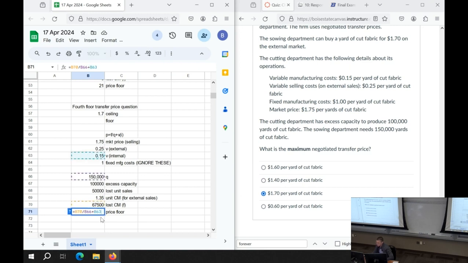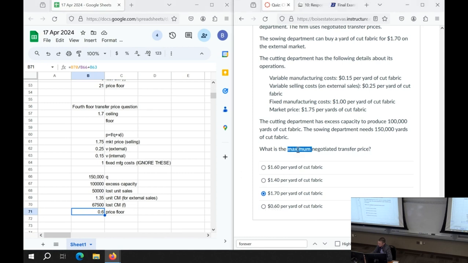So our floor is going to be that 67,500 divided by 150,000 plus the variable internal costs, variable manufacturing costs, as I say in the problem always, totaling 60 cents there. So 0.6 would be the floor. If it were asking for minimum, it would be this one right here. I have the minimum in case you went through all the trouble of doing that because you misread what it was asking. I have it available there for you.